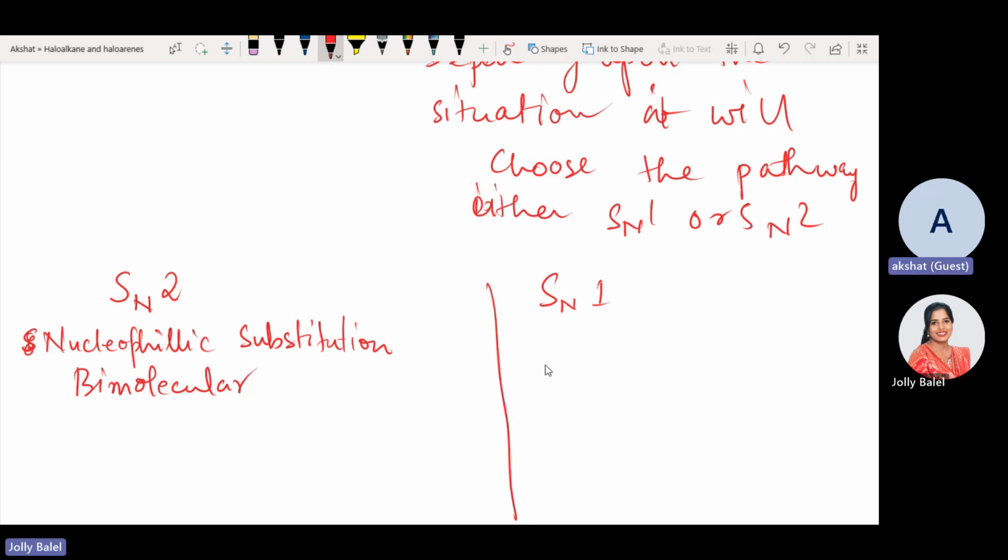In a similar way, SN1 refers to nucleophilic substitution unimolecular. That is, one molecule will be the deciding factor of the reaction. Okay, let's start.